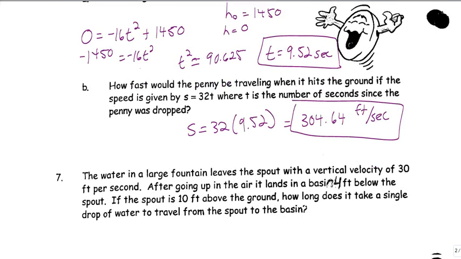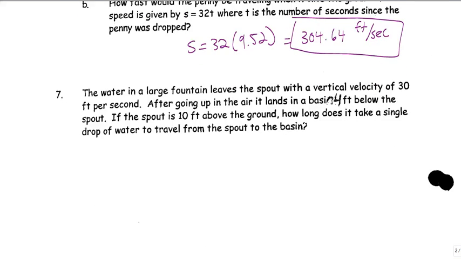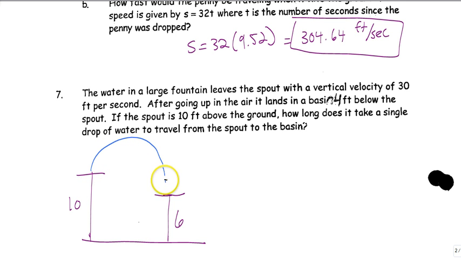All right, final problem. The water in a large fountain leaves the spout with a vertical velocity of 30 feet per second. After going up in the air, it lands in a basin 4 feet below the spout. If the spout is 10 feet above the ground, so here's the spout, 10 feet above the ground, how long does it take a single drop of water to travel from the spout to the basin? So the basin is 4 feet below the spout, which means it is 6 feet up above, right? The ground. Here's the ground. And here's the fountain. It's going and hitting there.